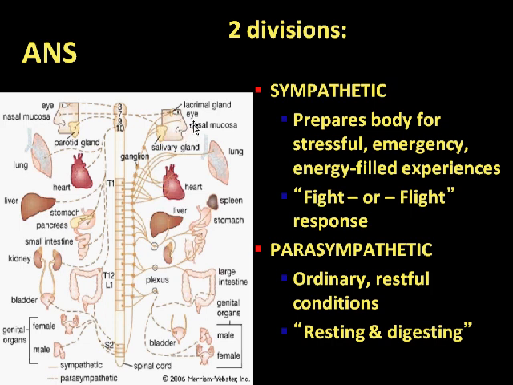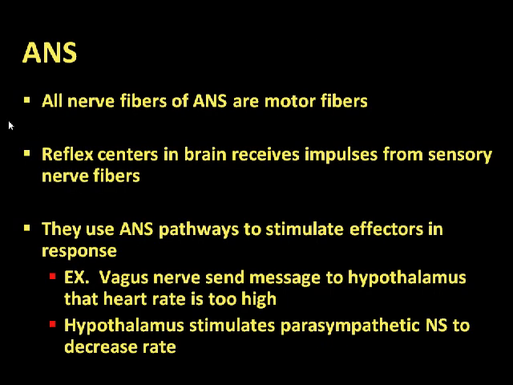There's two parts to the autonomic nervous system, so this is starting to get kind of confusing. Peripheral nervous system has two parts, somatic and autonomic. The autonomic has two parts, sympathetic and parasympathetic. The sympathetic division, think of high energy situations, a fight or flight response. High energy situations for sympathetic division. The parasympathetic division would just be ordinary at rest conditions.